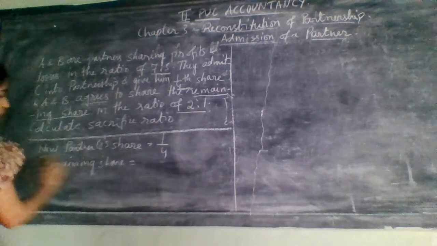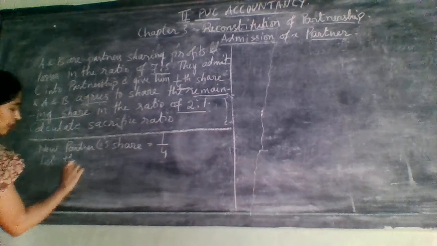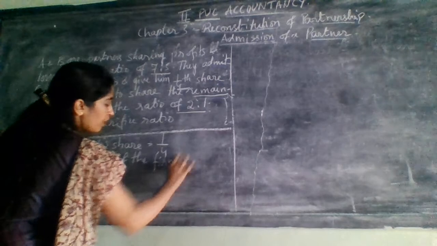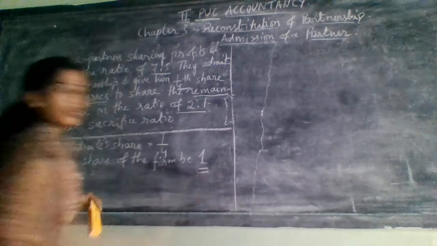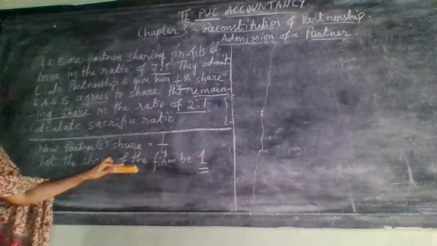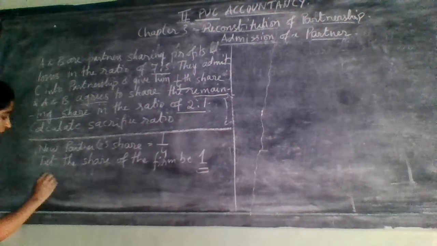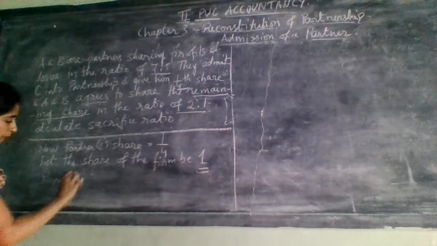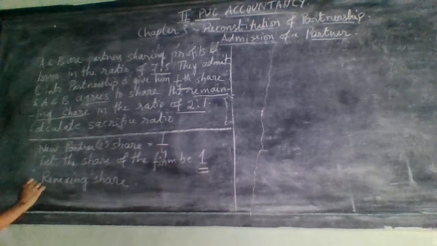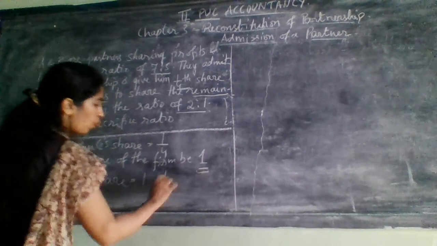So before finding out remaining share, we will write here, let the share of the firm be 1. We will consider the whole share of the firm. First we need to write the new partner share, then let the share of the firm be 1. After writing this, we need to find out the remaining share. So the remaining share is equal to 1 minus 1/4.